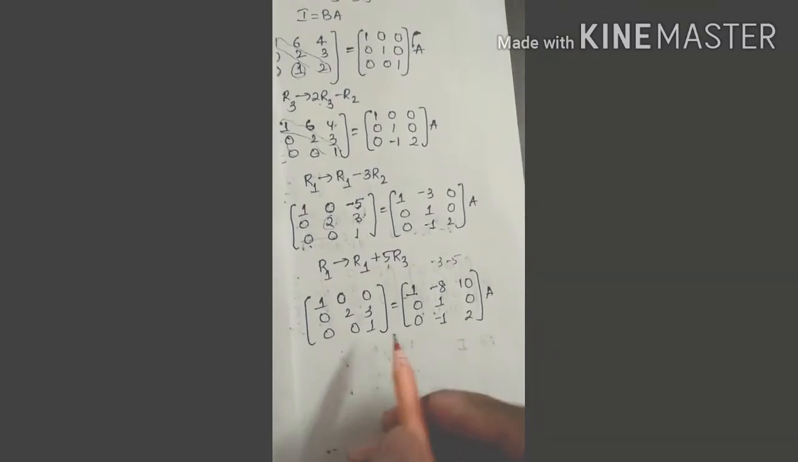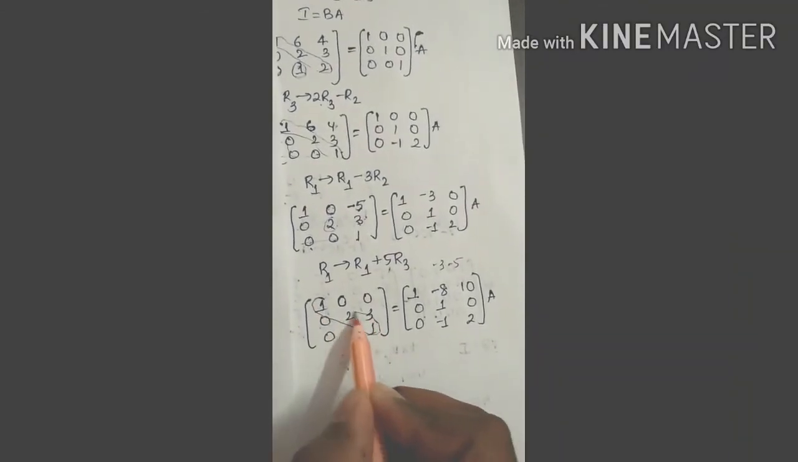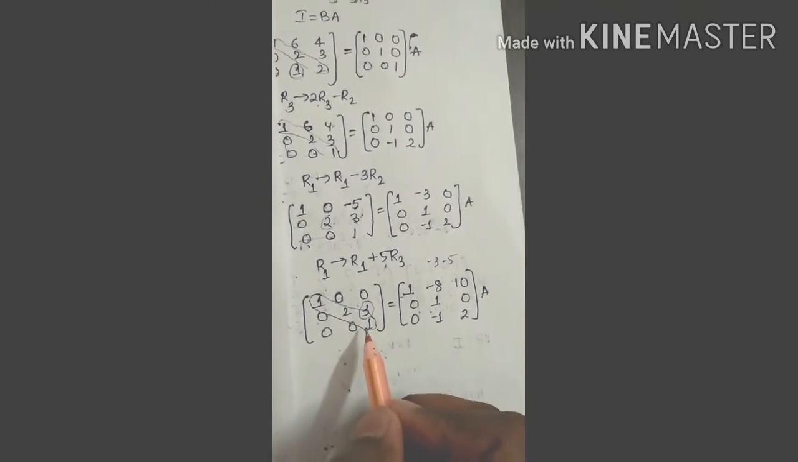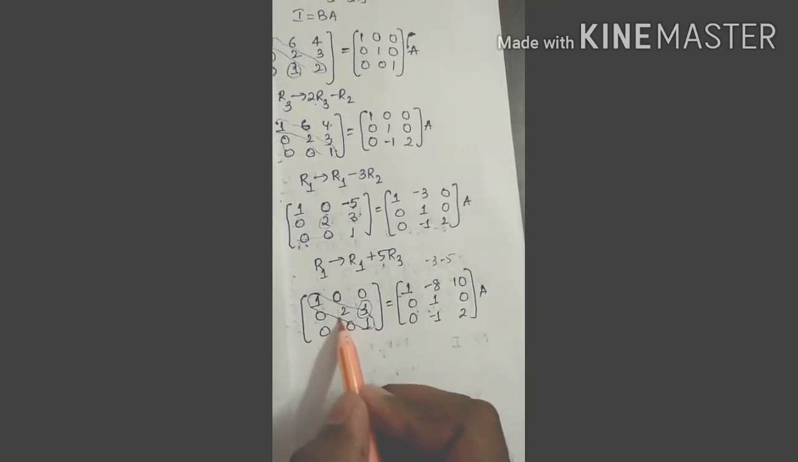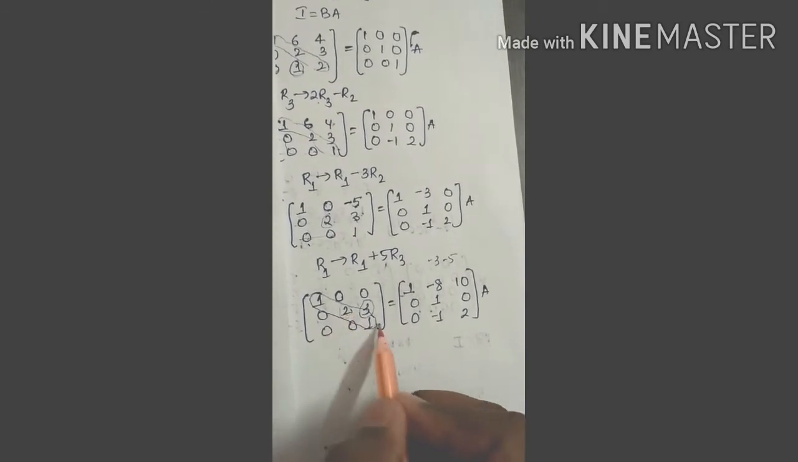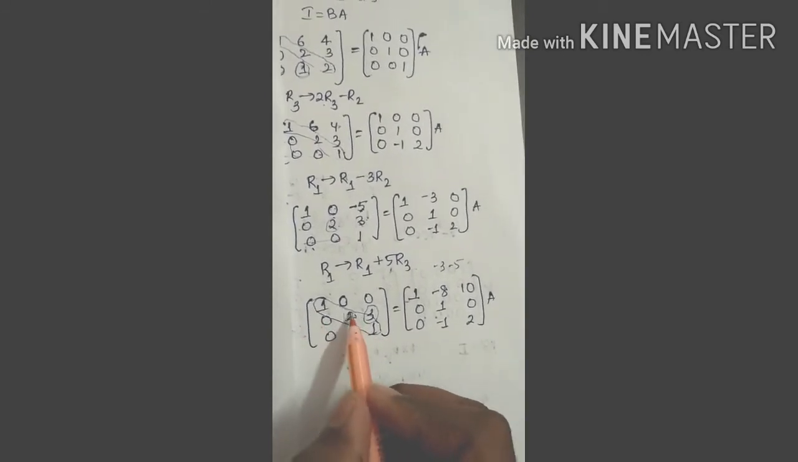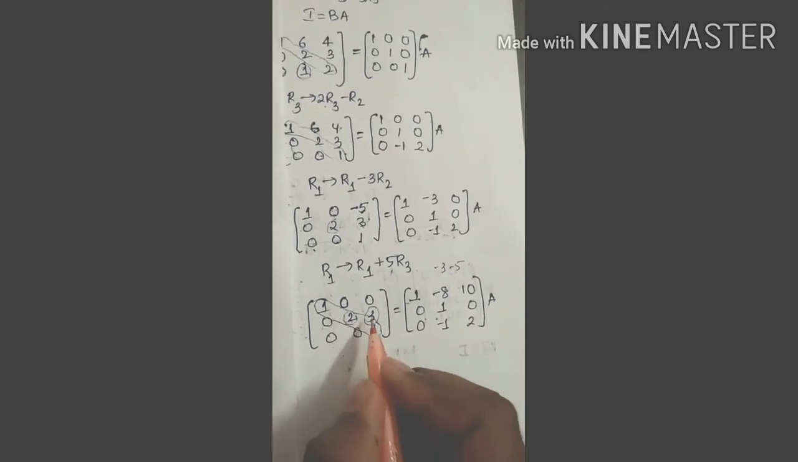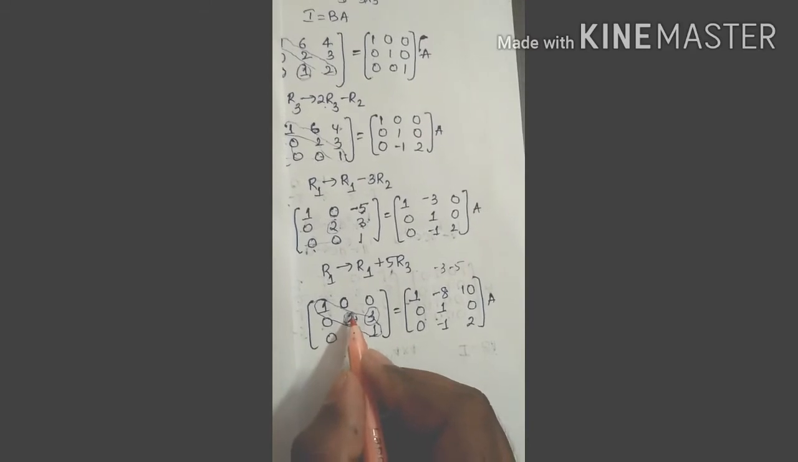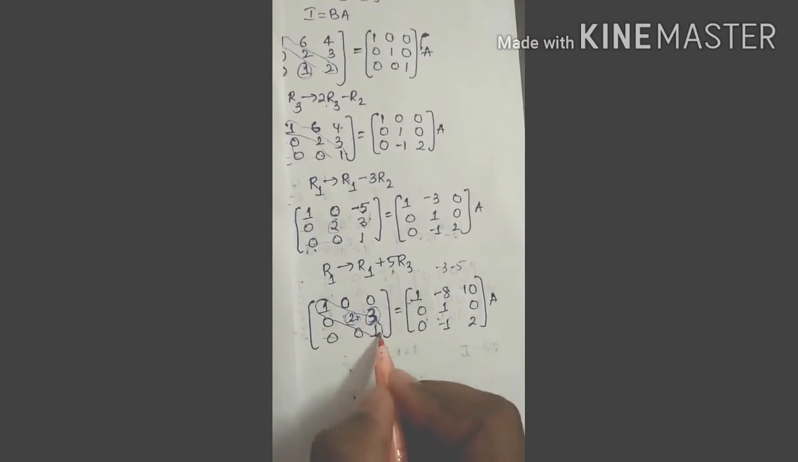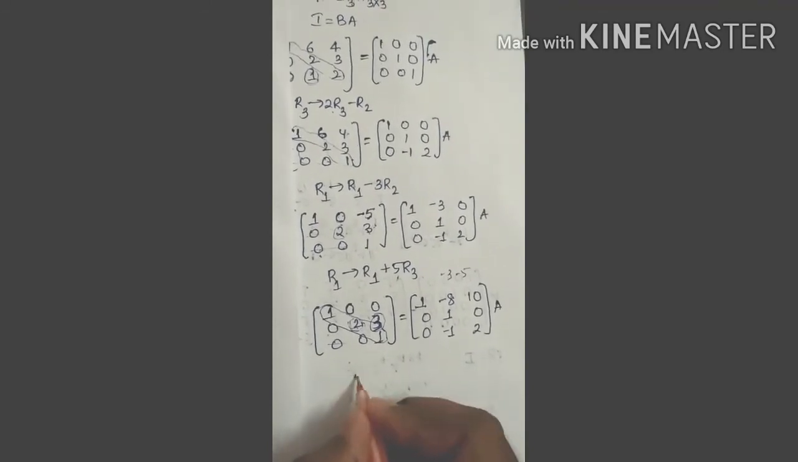Next, here it is a diagonal element. We will try to make this element 0 with the help of this element. We should not make this element 0 because it is a diagonal element. If it becomes 0 while we are doing it, it is no problem, but we should not try to make this element 0. So we should make only this element 0 with the help of R3.